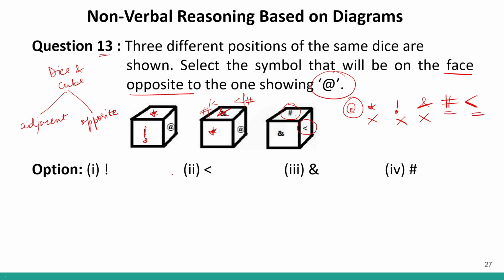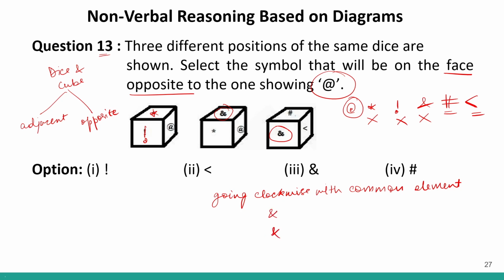So whenever you are stuck somewhere like this, where you do not have a definite answer, we use a concept of going clockwise with common element. This is a concept that we use. What do you mean by that? Here, if you look at figure number 2 and figure number 3, which is the common element? This one. So I'll write this as my common element. Now I'll go clockwise. Clockwise is just which direction? This is how you move clockwise, correct? With the direction of the clock.